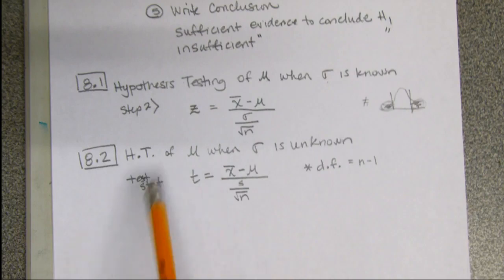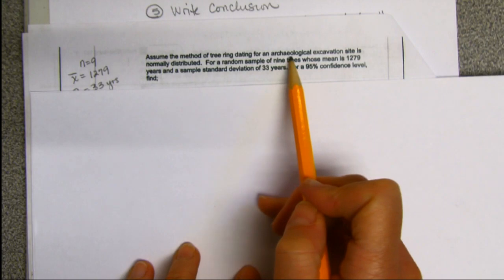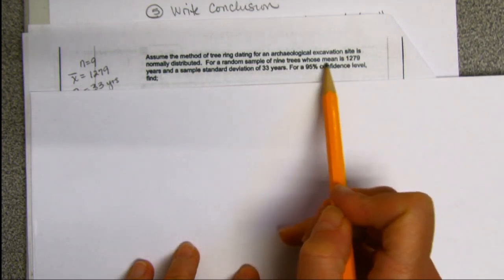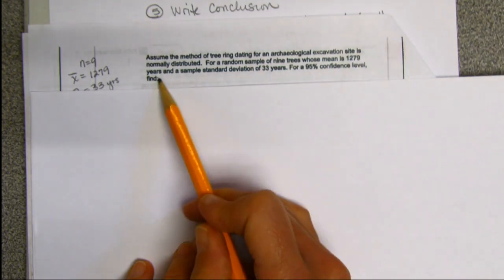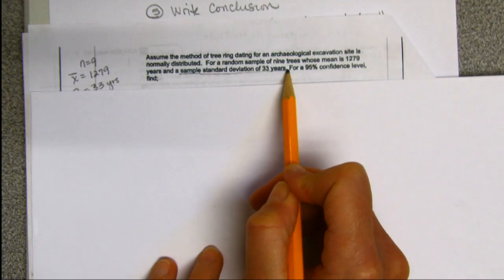Now, a lot of you guys missed this one on the last test. Let me go ahead and show you one of the questions from the last test where you missed it because you thought sigma was known. The tree ring dating question. The tree ring dating of an archaeological excavation site is normally distributed for a random sample of 9 trees whose mean is 1,279 years and a sample standard deviation of 33 years.